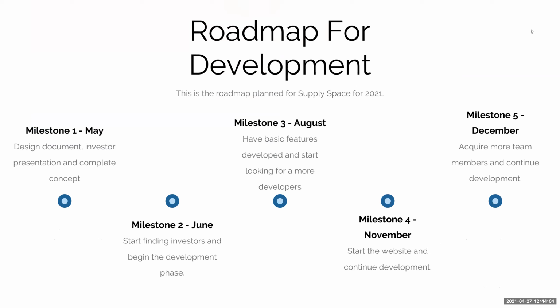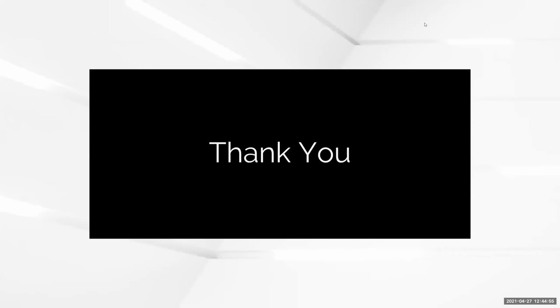This is the roadmap for development for the future of the company, which I want to continue after this class ends. I'm going to start developing this in June and try to look for investors as well, and then have the basic features developed and look for a bigger team in August if we do get the investors. Then we start website development so people can actually start purchasing and looking at our product, and the development will continue, and December just keeps going, acquiring more team members since this is a pretty large project. So that's it.